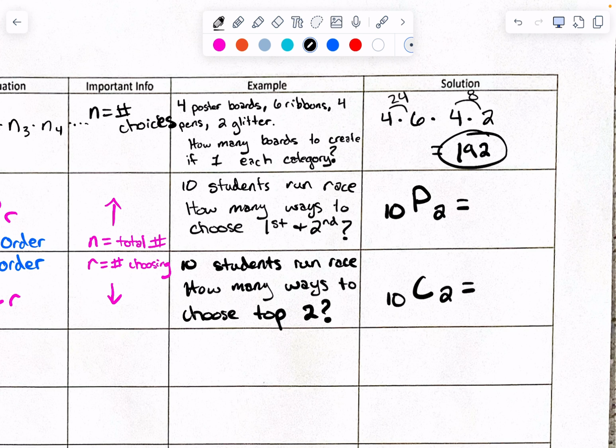10P2 is 90. Thank you. 90 different ways of choosing first and second out of 10 people. And 10C2 is 45. Which one is it? Go to the PRB button. PRB button. Probability. Did you find it? Did you find what you're doing? Did you get 90 and 45? So you have to type in 10 first and then do P2.